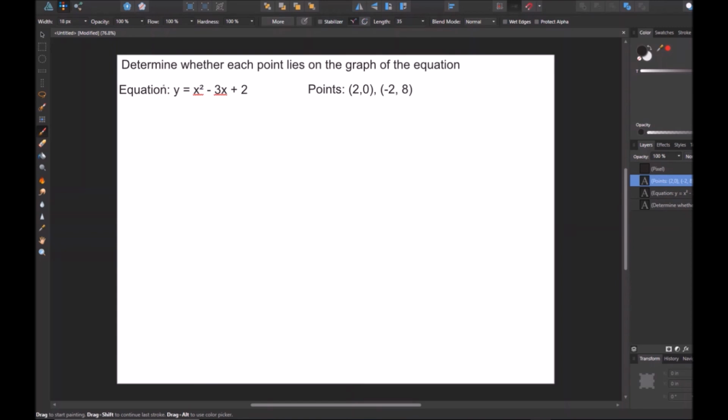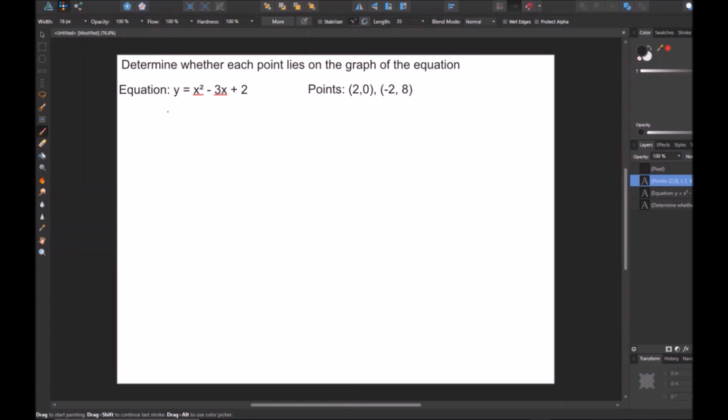Okay, so in this next problem we're given the exact same directions, determine whether each point lies on the graph of the equation, but we're given a different equation and different points. This time our equation is y equals x squared minus 3x plus 2, and our points are (2, 0) and (-2, 8). So now that you saw the last one, I want you to pause the video and we'll come back to it and see how you did.